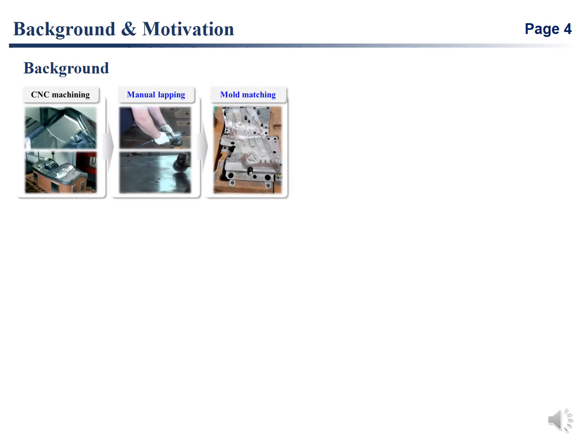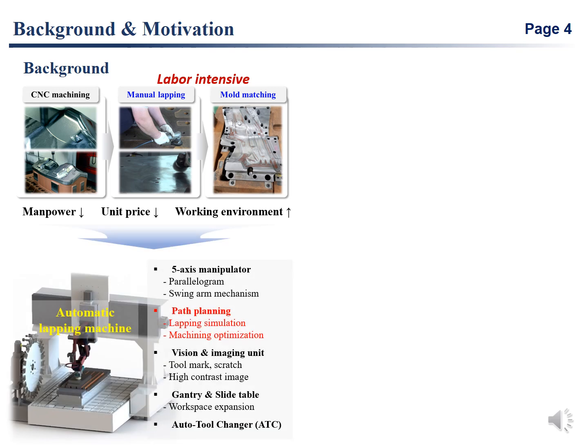The die and mold production process consists of CNC machining, manual lapping, and mold matching. However, due to the labor-intensive industrial structure, it is hard to respond to the labor cost increase and the continuous decrease of high-skilled workers. Therefore, we developed the automatic lapping machine containing a 5-axis manipulator, path planning, vision and imaging unit, gantry and slide table, and auto tool changer. Among these, I play a role in development of path planning.